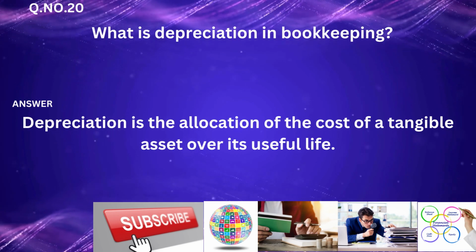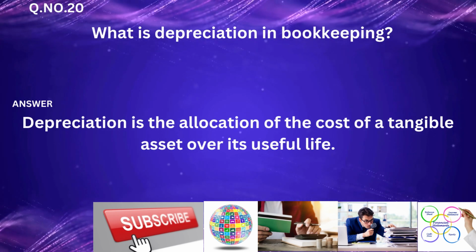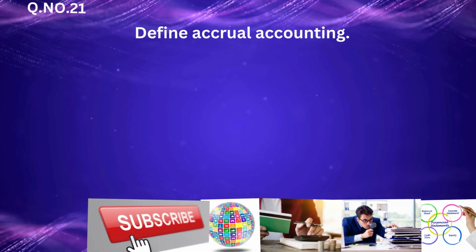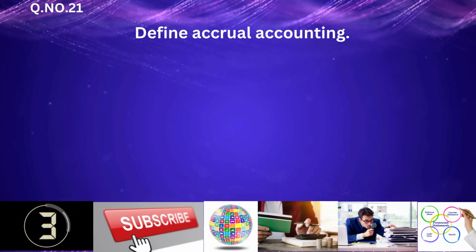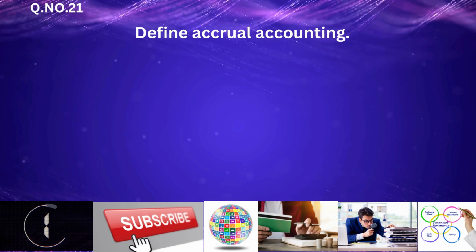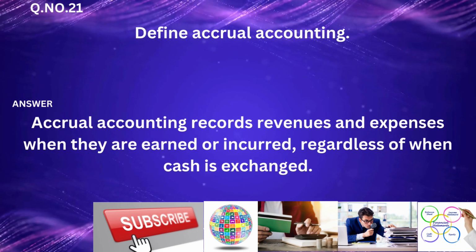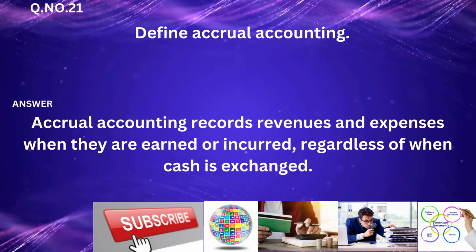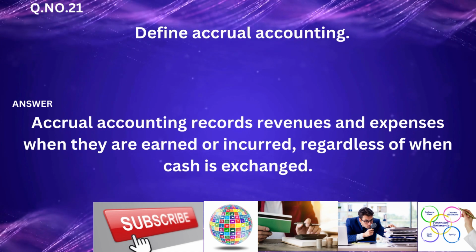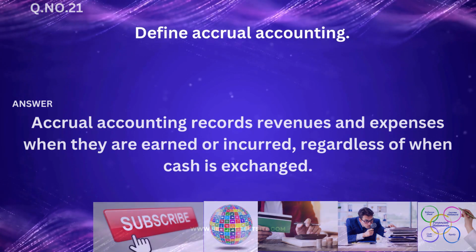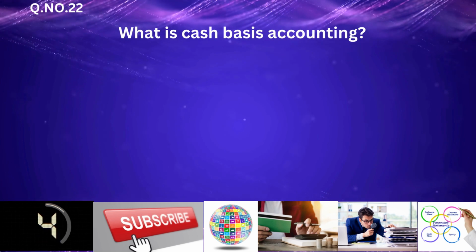Question 27. Define retained earnings. Answer. Retained earnings are the cumulative profits retained in the business after dividends are paid out. Question 28. What is a prepaid expense in bookkeeping? Answer. Prepaid expenses are payments made in advance for goods and services yet to be received.